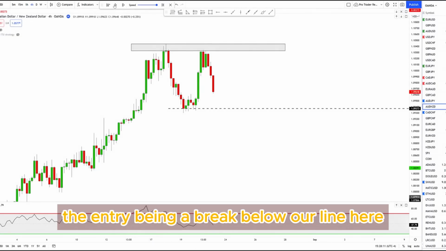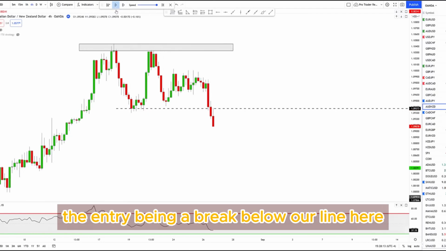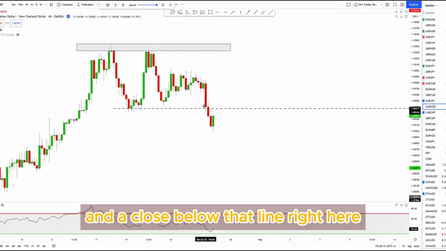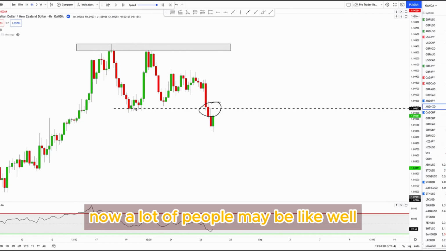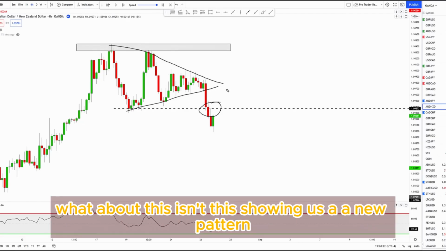Now we need our entry, stops, and targets because all of our conditions are now met. The entry being a break below our line here and a close below that line. Right here, we have that break and close. Now, a lot of people may be like, well, what about this? Isn't this showing us a new pattern?